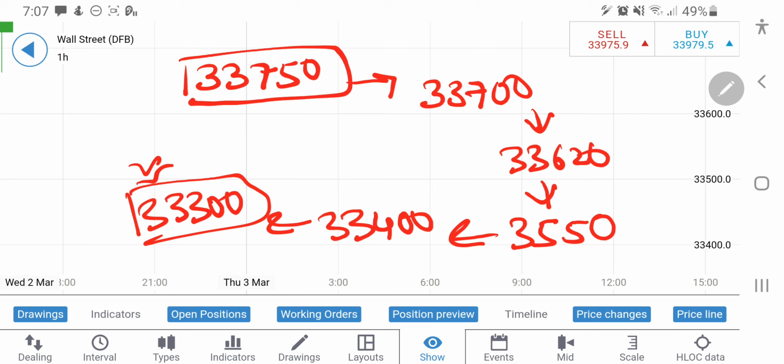The levels to go long are only beyond 34,024 levels and 34,050 levels. Beyond that, definitely it will rise. This is all from my side for US30, US100 and gold.